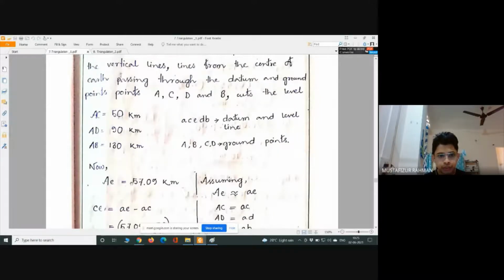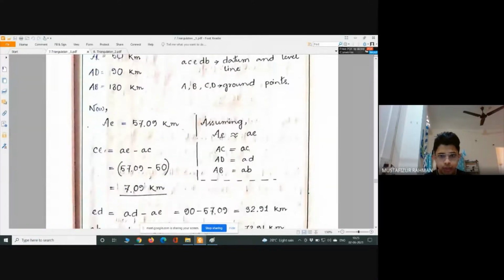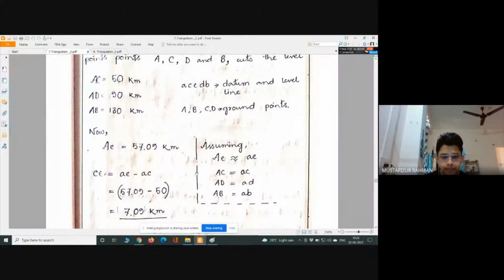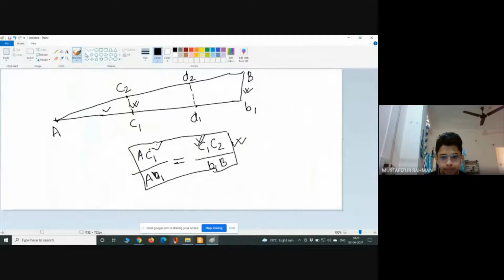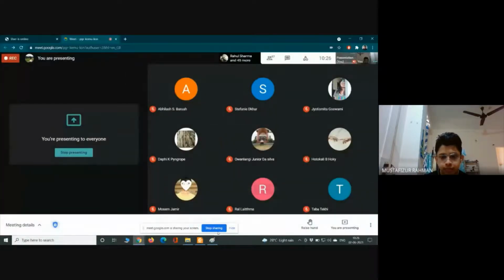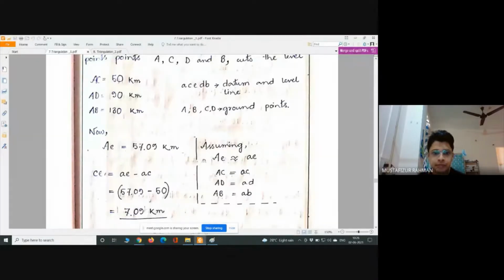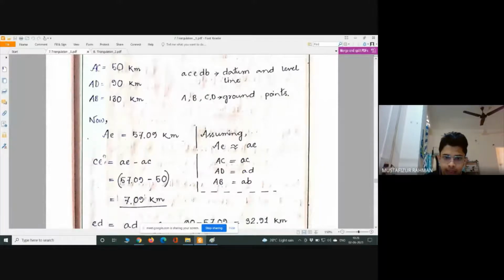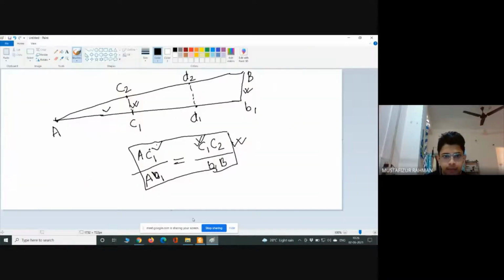So the in-between points we can find out. So here we are assuming, okay, fine. So what will be C to E? This is AE minus AC, right?